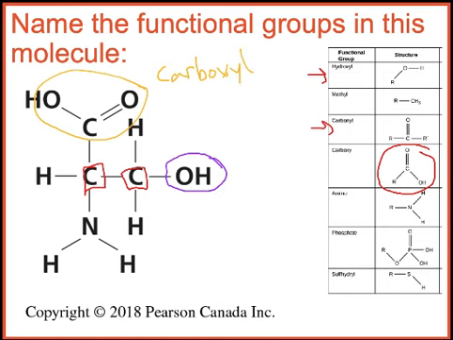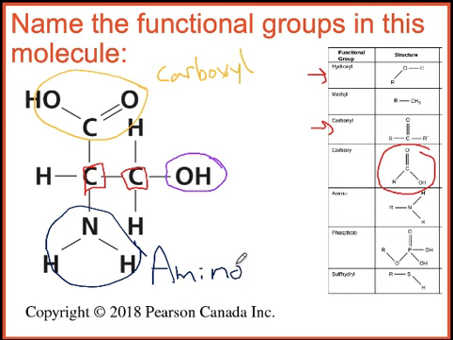Next, this over here, NH2, was my amino group. Amino. I see it right over here. My amino group. I could also write it like this, NH2. What else? That's pretty much it, honestly.